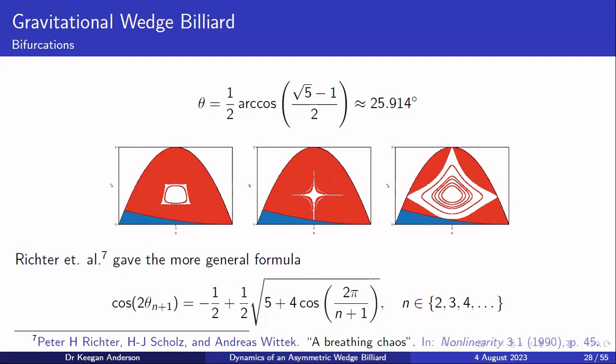Richter and his co-authors were able to derive a more general formula for where these bifurcations should occur. And I've verified the formula against these two angles. Coincidentally, these two angles that I gave in this slide and the previous slide were derived in the original paper by Lettiert and Miller in 1986.